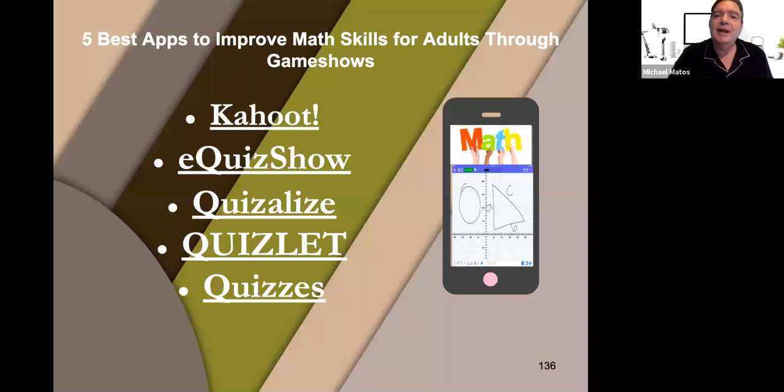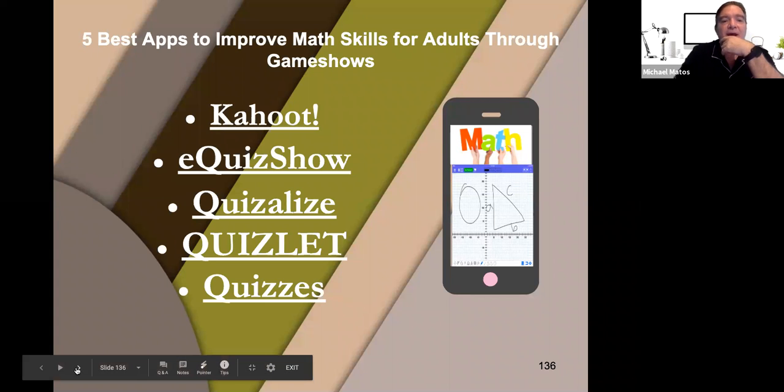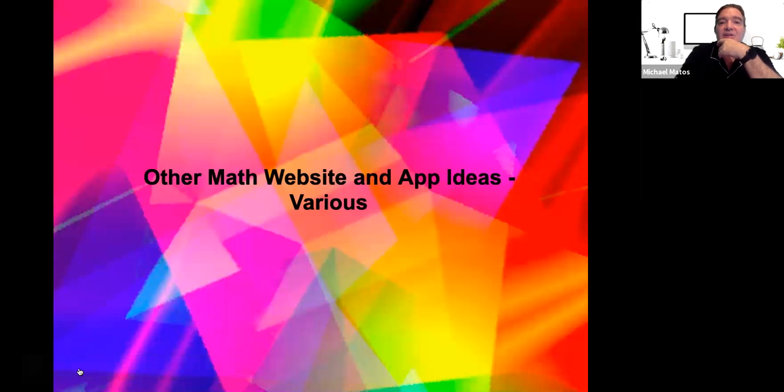I put that on here because obviously these have apps. They're mobile based. You can use them on tablets. They're very easy to use. They keep students very engaged.